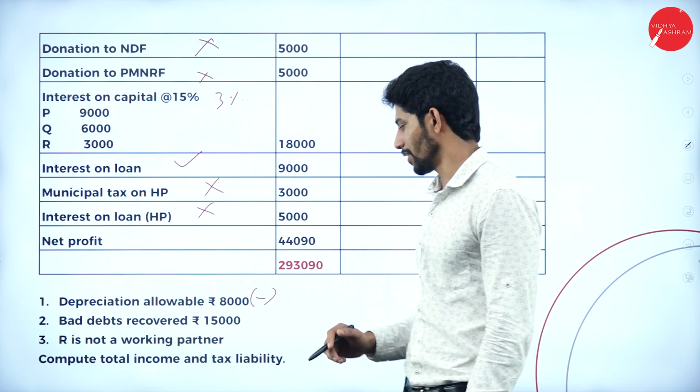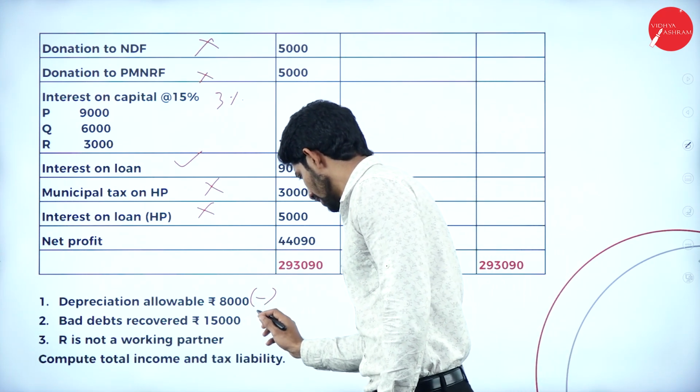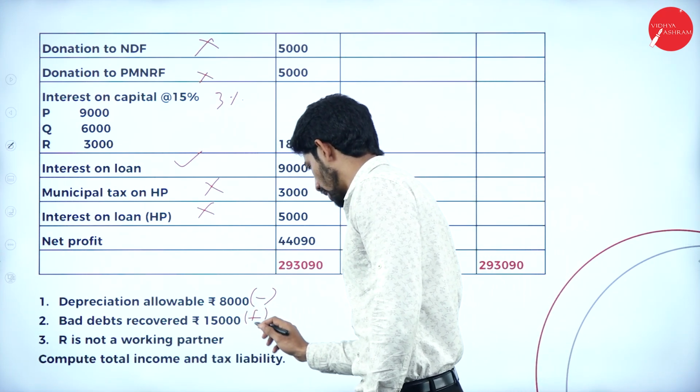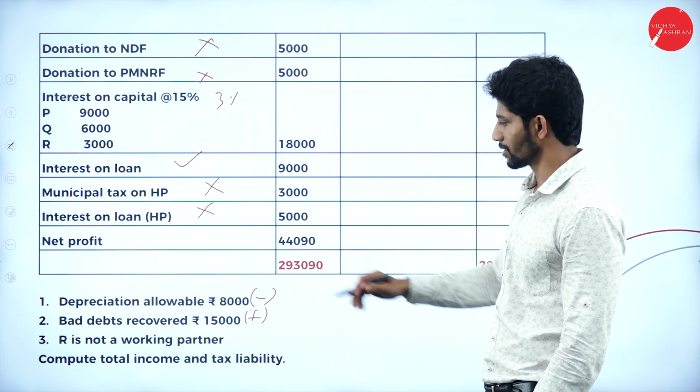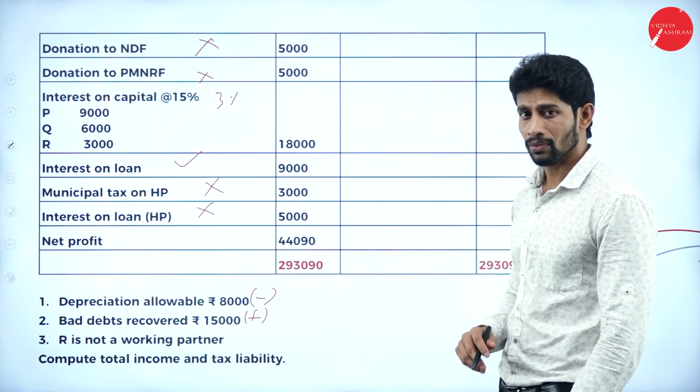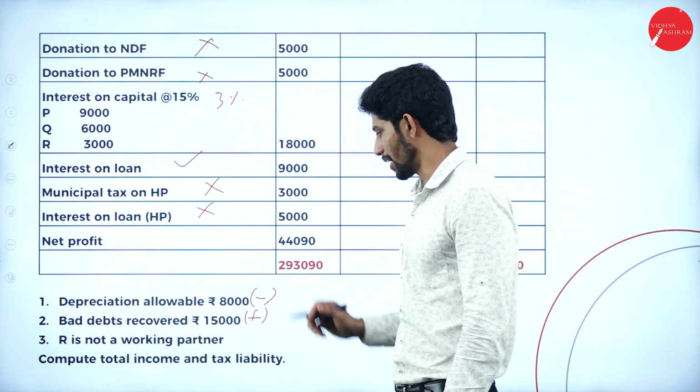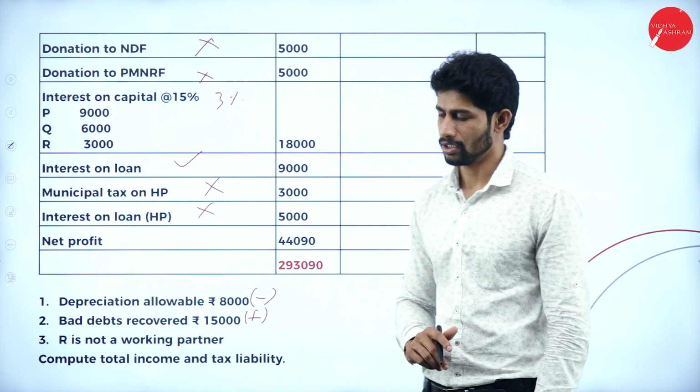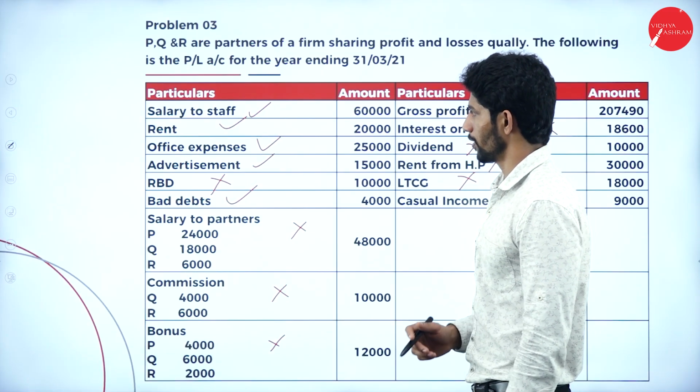Next, bad debts recovered. Yes, this is a business income. You are supposed to add back to the net profit. Bad debts recovered is not given in the income side. So add bad debts and deduct depreciation. So moving on to solve the problem.